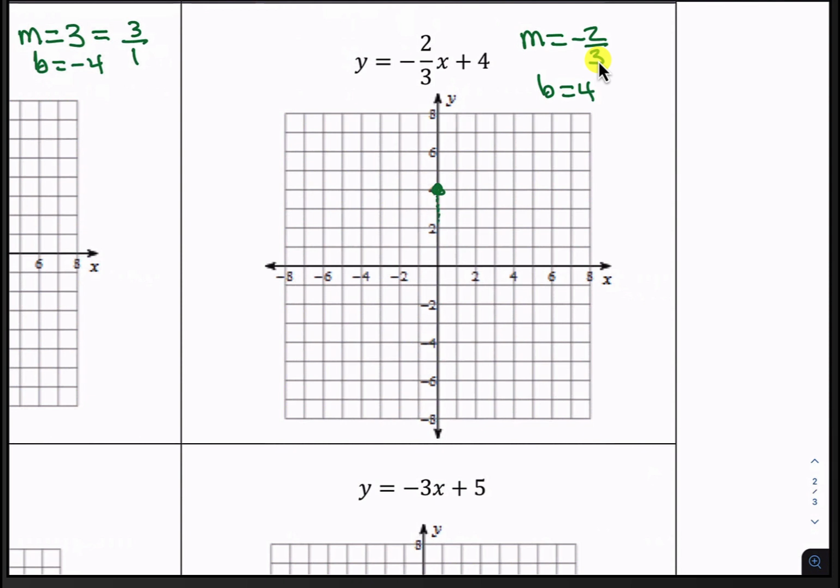So we go down 2 and then to the right 3 for our second point. Repeat the process. Go down 2 again and then to the right 3. All right, and those 3 points should be enough. Go ahead and just draw a straight line through these 3 points.